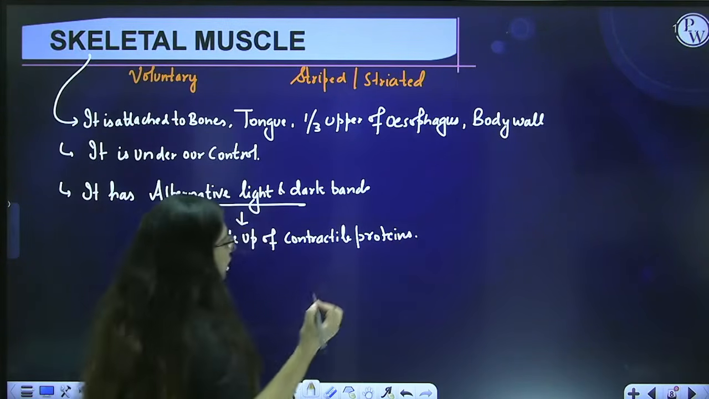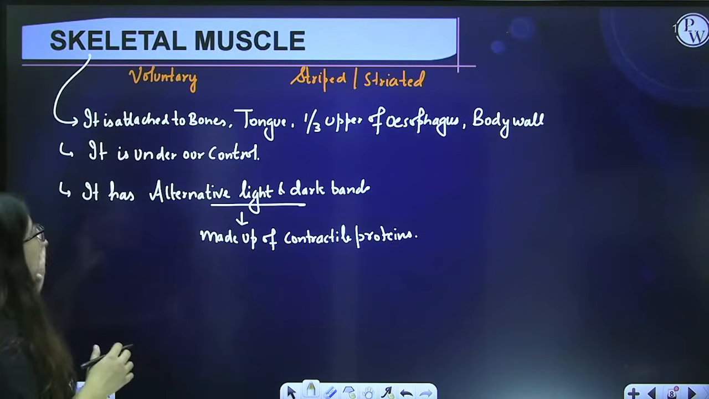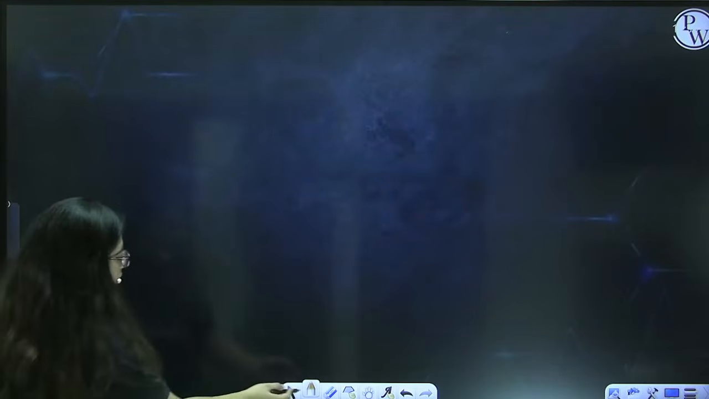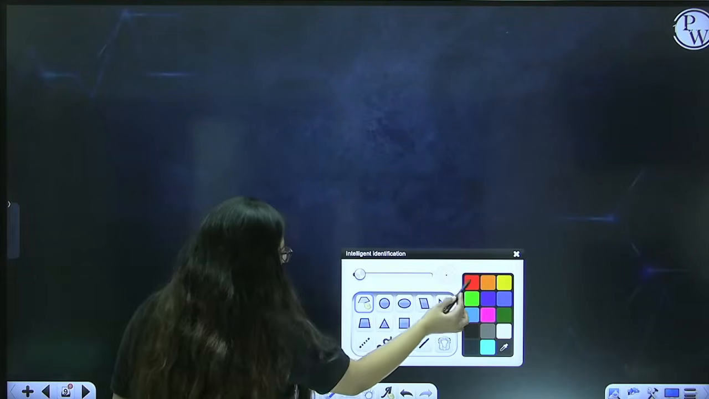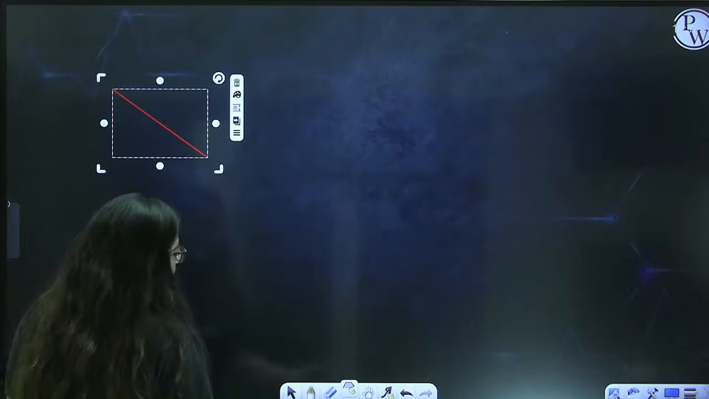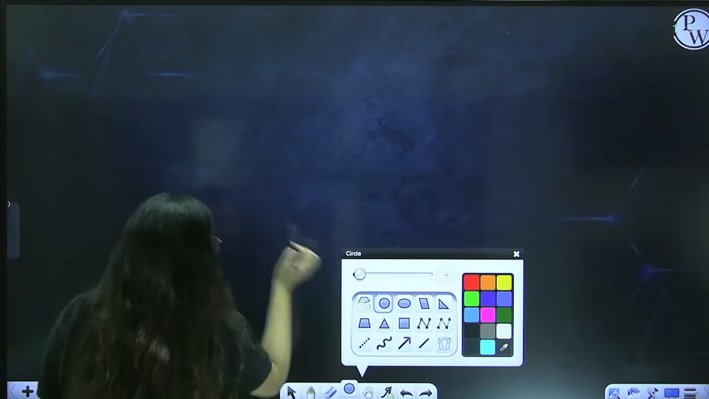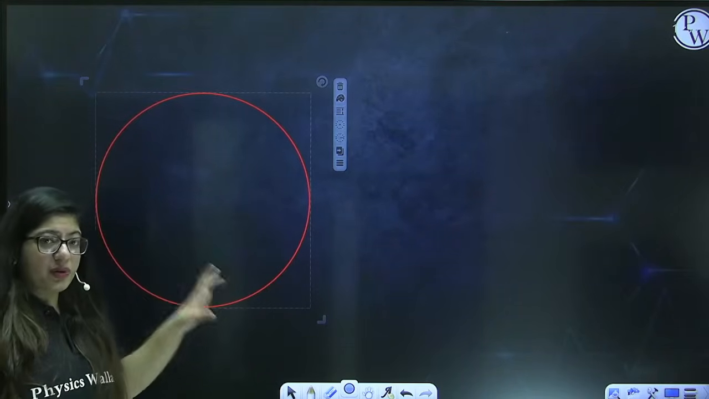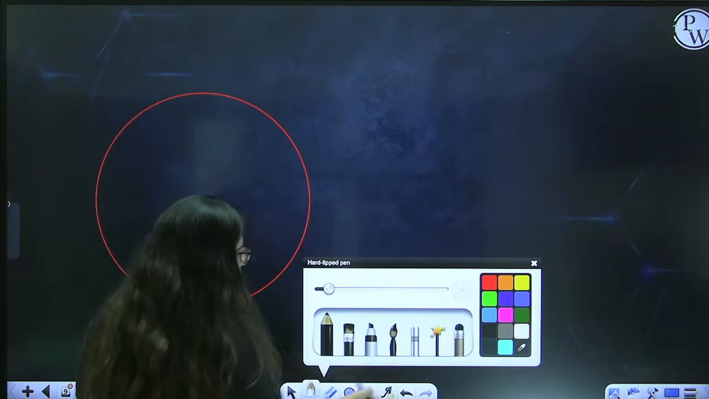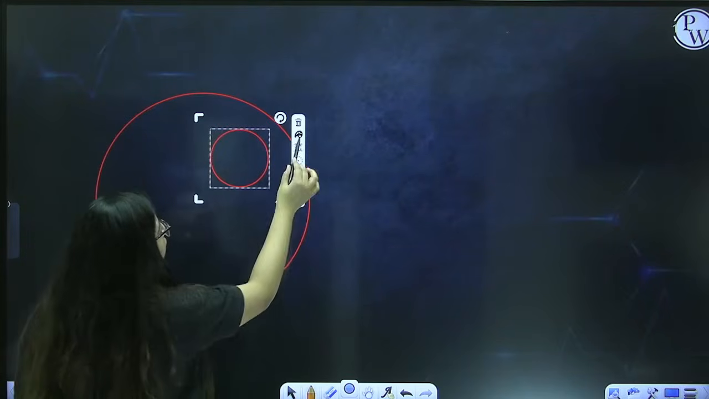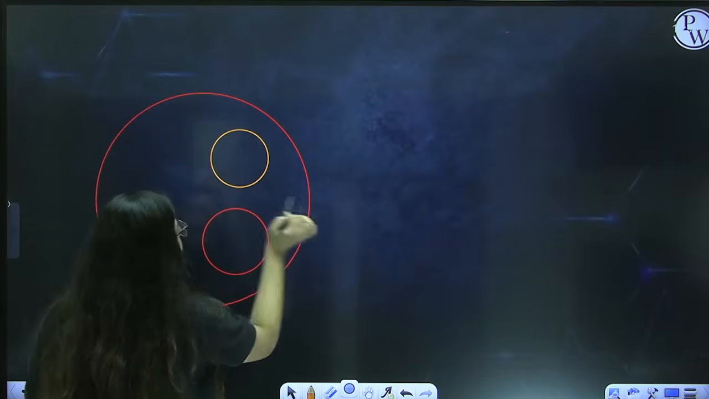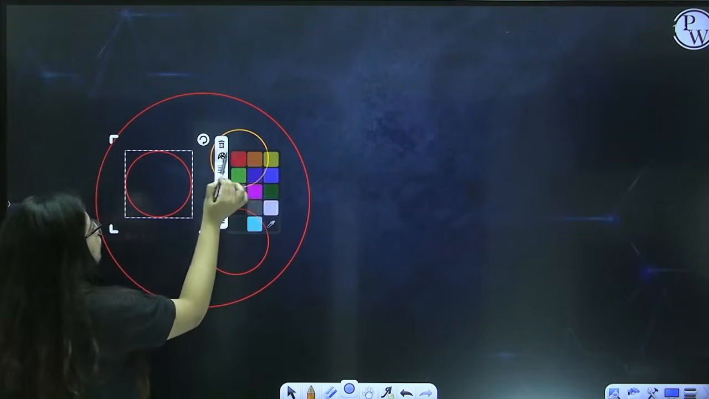So let's talk about the structure of the muscle now. If I talk about the structure of the skeletal muscle, how does it look? Imagine, guys, let me just draw this one. Imagine this is a transverse section of your muscle. This is one muscle. So what is present inside the muscle? Muscle is basically made up of small muscle bundles, also known as muscle fascicles.